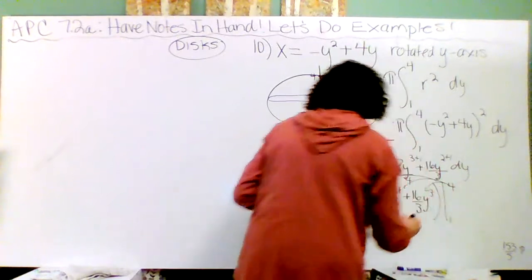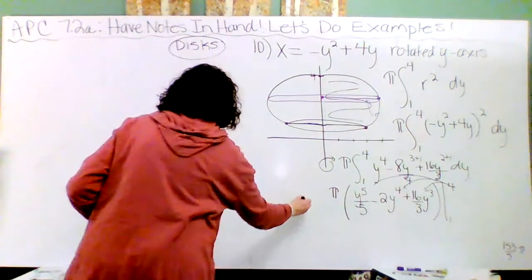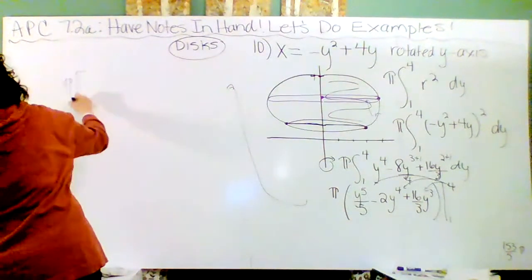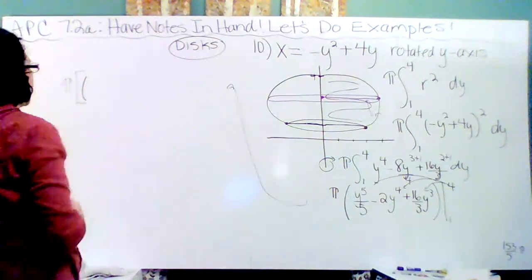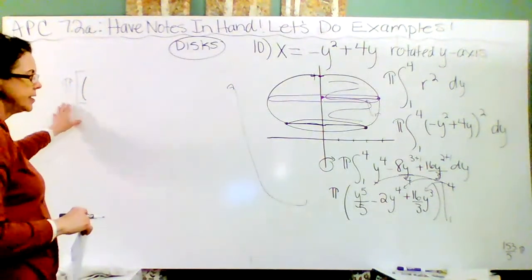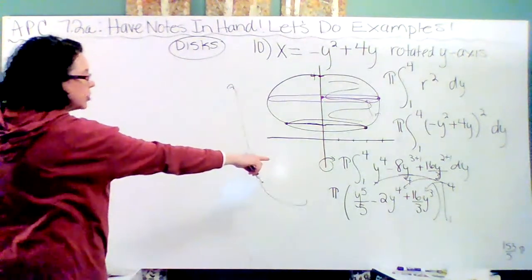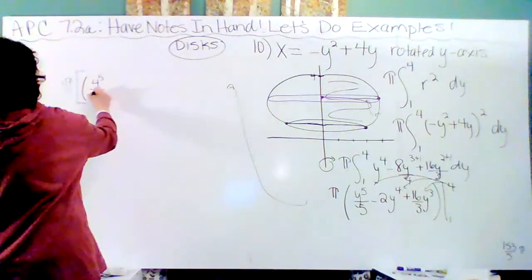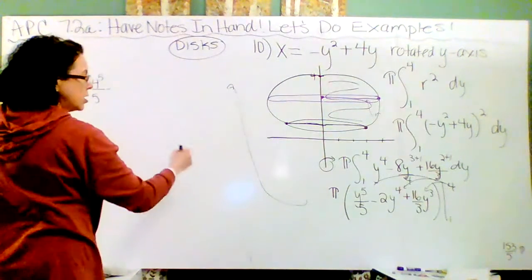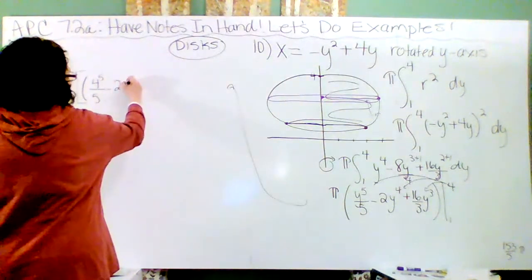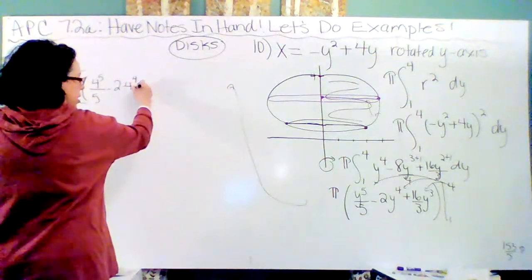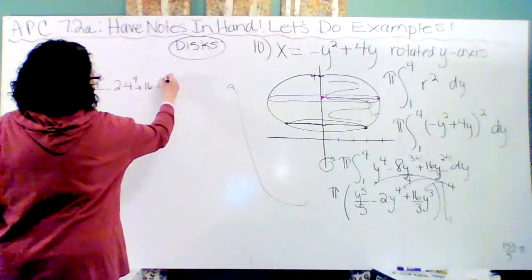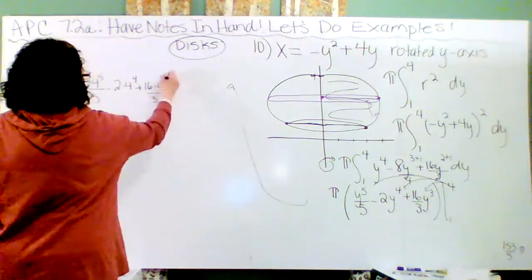All right, so I'm going to do my f of b minus f of a. Just in the interest of time, I'm going to come on up over here. I'm not going to forget my pi. Here's my pi. I'm going to use a bracket to show f of b then minus f of a, because pi is multiplying everything. When I put in a 4, that is 4 to the 5th over 5 minus 2 times 4 to the 4th plus 16 times 4 cubed over 3. That's my f of b.